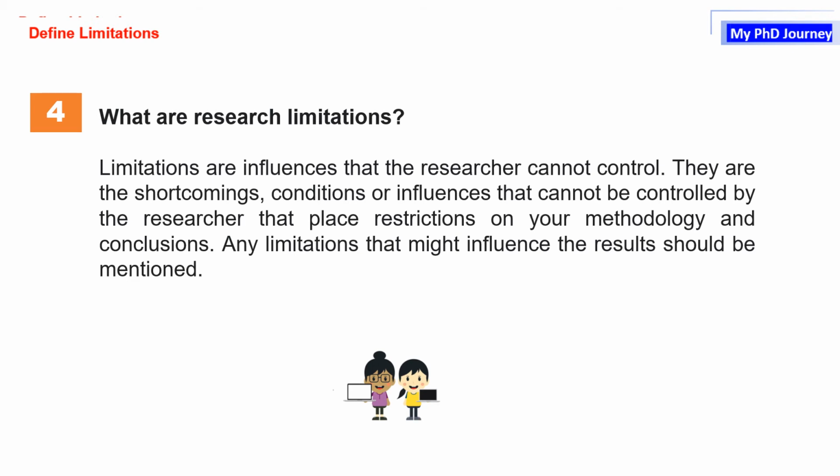What are research limitations? Limitations are influences that the researcher cannot control. They are the shortcomings, conditions, or influences that cannot be controlled by the researcher that place restrictions on your methodology and conclusions. Any limitations that might influence the results should be mentioned.